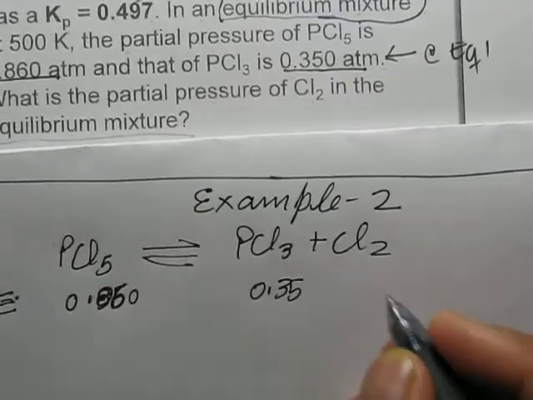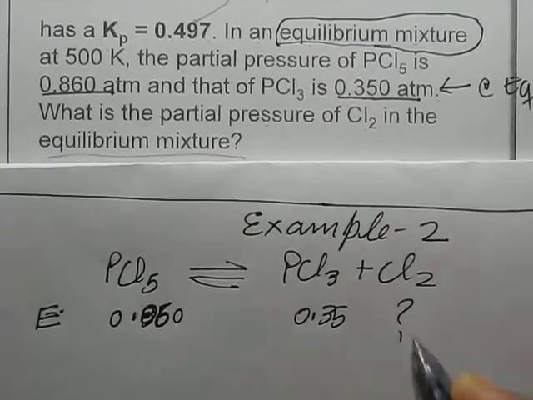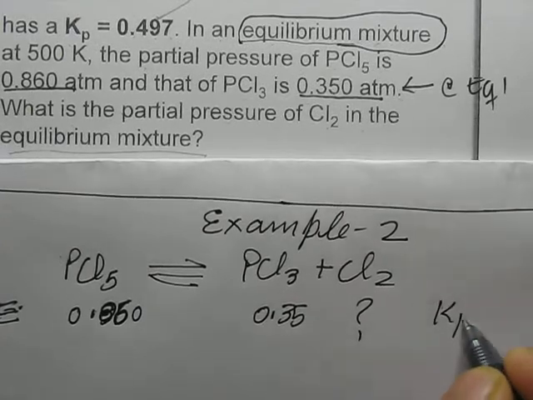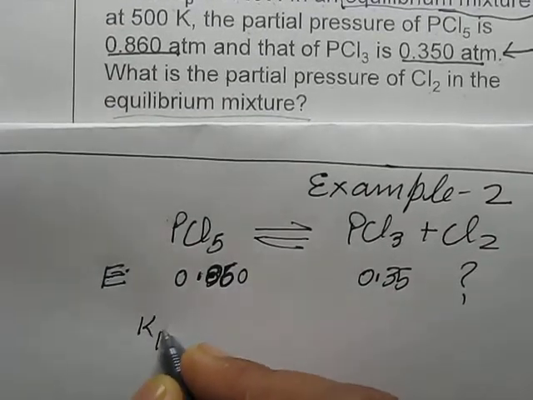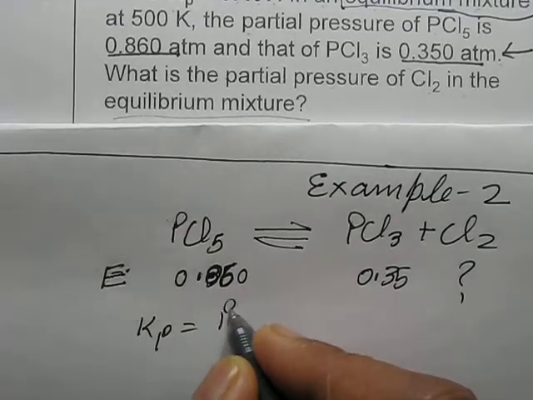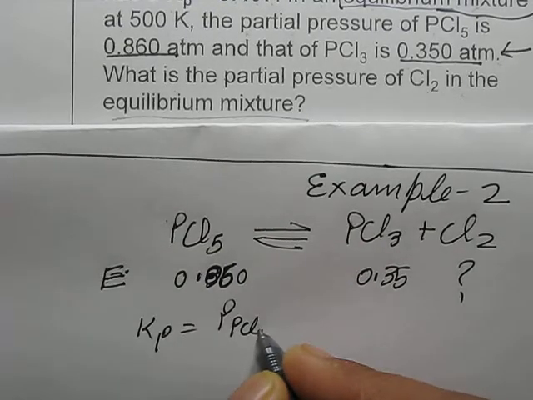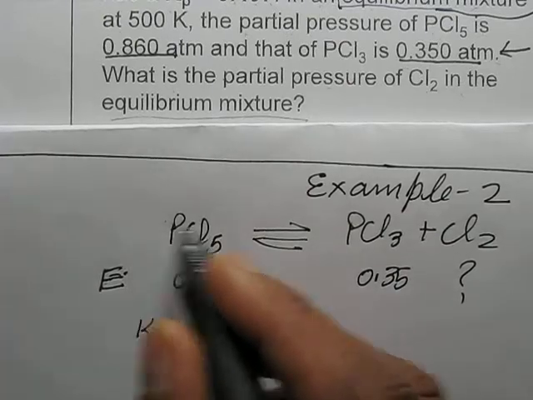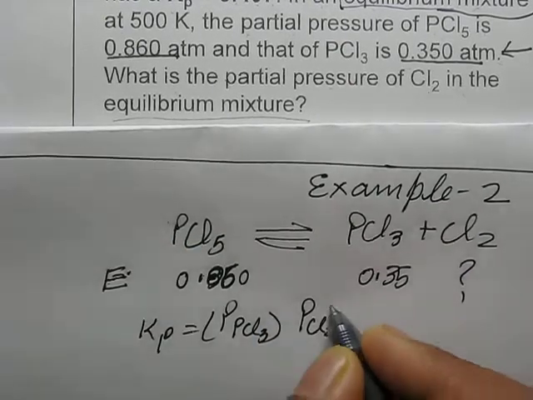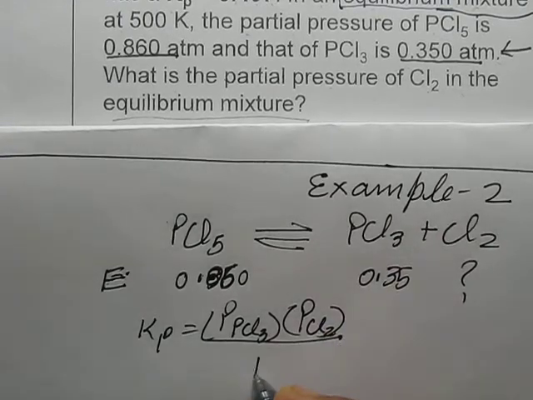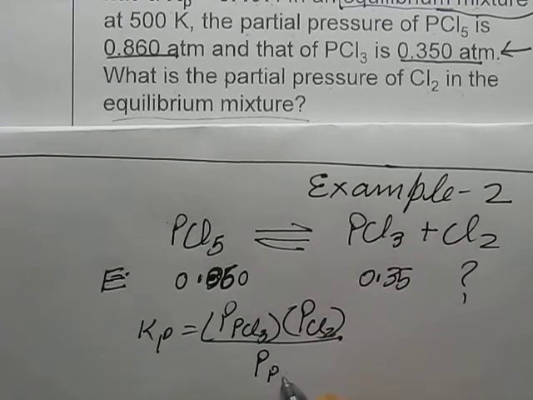What will be the partial pressure of this one? And Kp is given, right? So we can easily calculate this one. Kp will be equal to the product, means PCl3, and there is no coefficient, so all are 1, PCl2 divided by the pressure of PCl5.